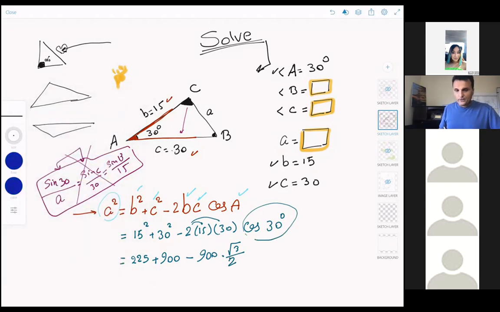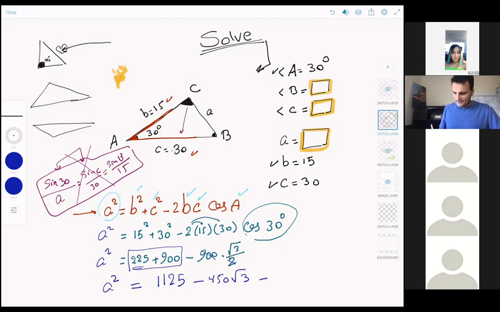So here we don't want to make any algebraic mistake. We are dealing with a squared. We have 225 plus 900. This gives us 1,125 minus 900 divided by 2 is 450 radical 3. So we need to use a calculator here.